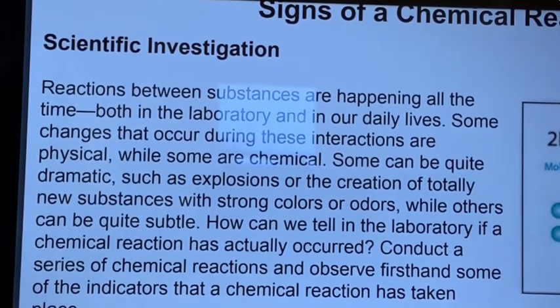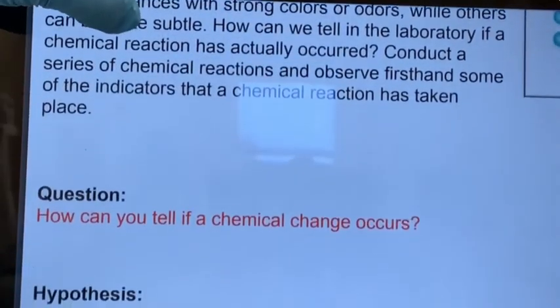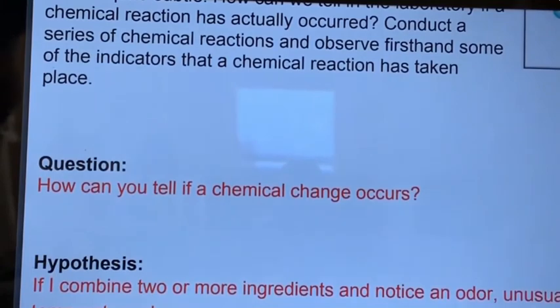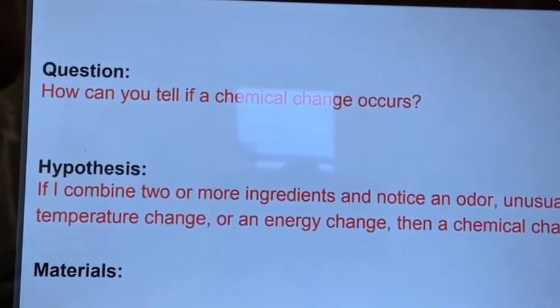How can we tell in the laboratory if a chemical reaction actually occurred? Conduct a series of chemical reactions and observe firsthand some of the indicators that a chemical reaction has taken place. So the question we're going to try to answer throughout this investigation is, how can we tell if a chemical change occurs? And our hypothesis is, if I combine two or more ingredients and notice an odor, unusual color change, bubbling, temperature change, or energy change, then a chemical change has occurred.